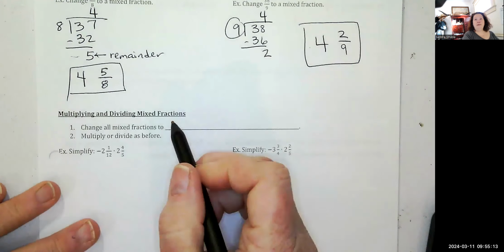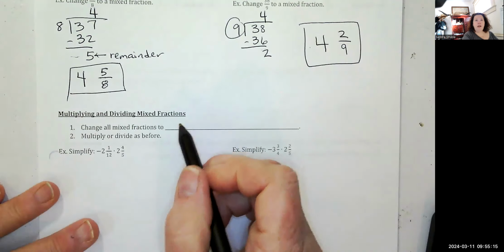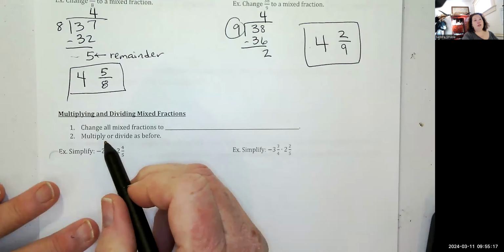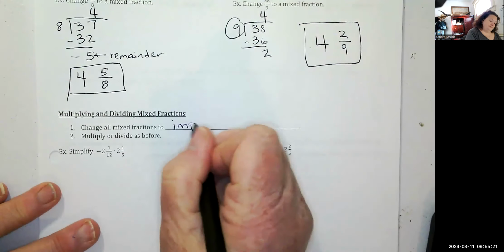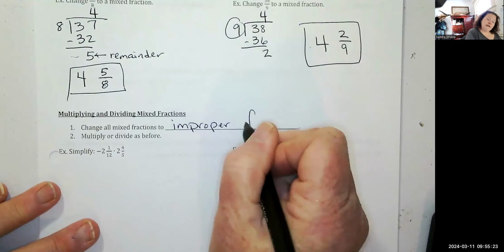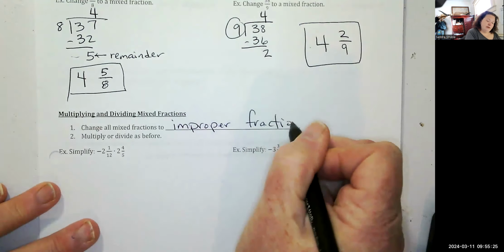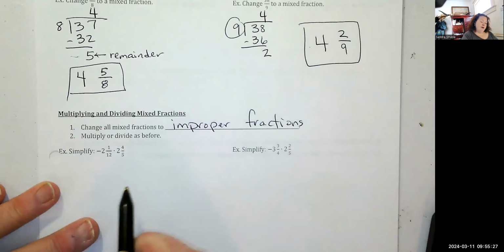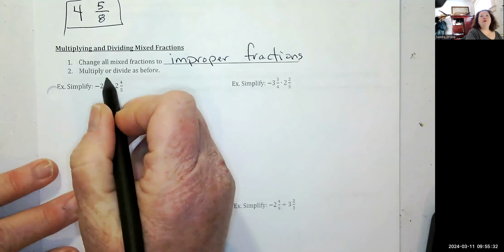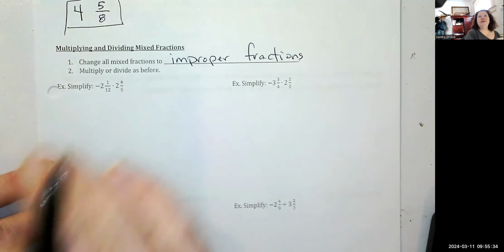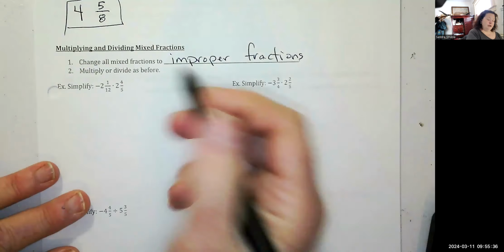Multiplying, dividing mixed fractions. The best thing to do is change all mixed fractions to improper fractions. It's just the easiest way to do it. And then multiply or divide as we've done before. So we're going to take -2 1/12 and 2 4/5 and change both of them to improper fractions.